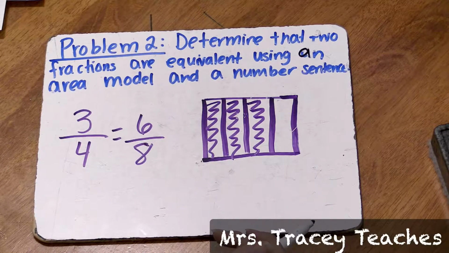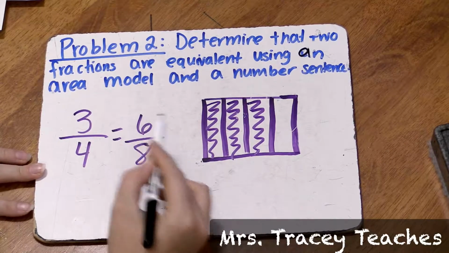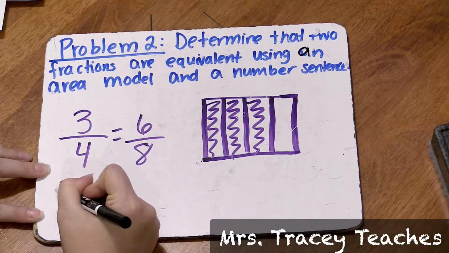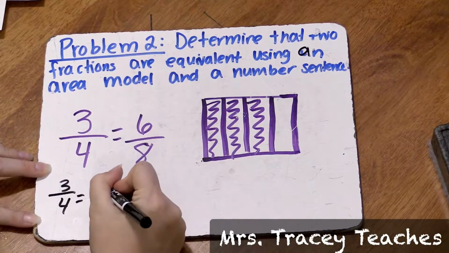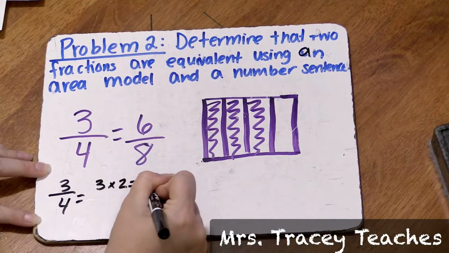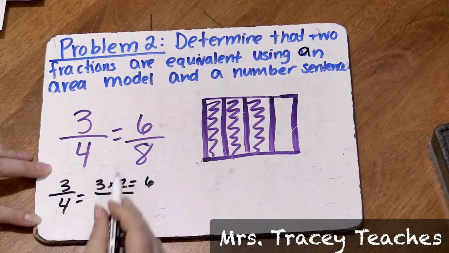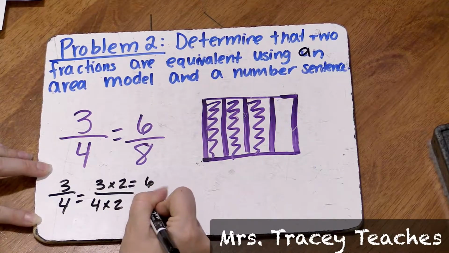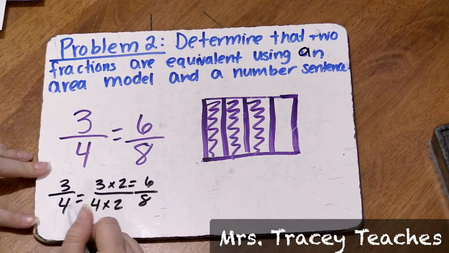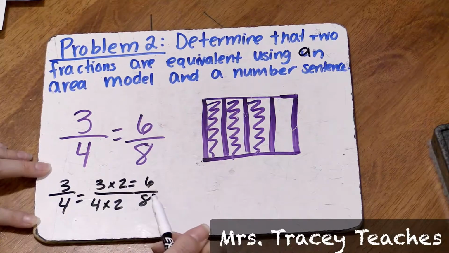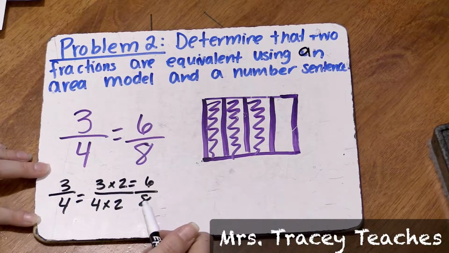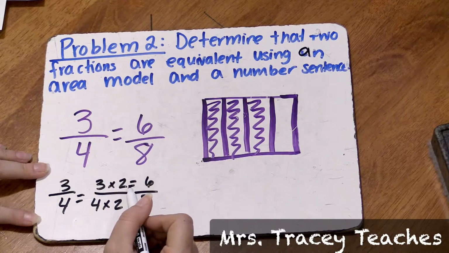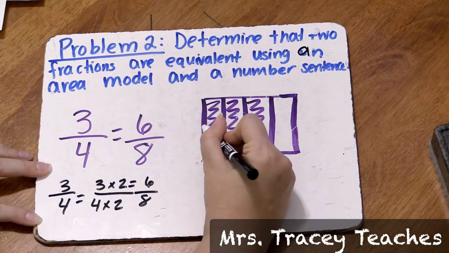I know that 3 times what is 6? 2, right? So I have to go 3/4 equals 3 times 2, which equals 6. And then whatever I do to the top, I have to do to the bottom. So 4 times 2 is equal to 8. So 3/4 is equal to 6/8. How many lines do I have to draw to make that true? Well, if you're timesing it by 2, you just have to draw one line.